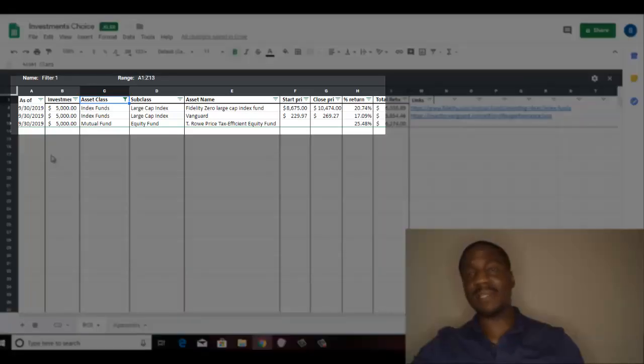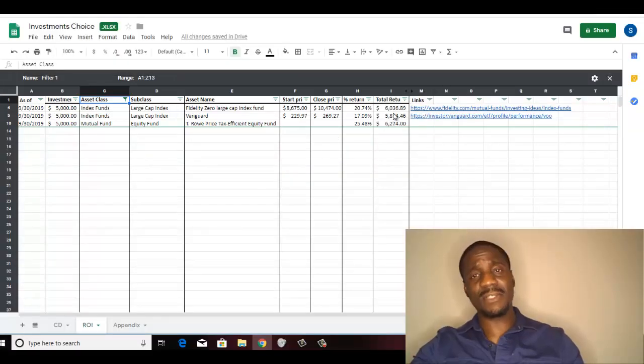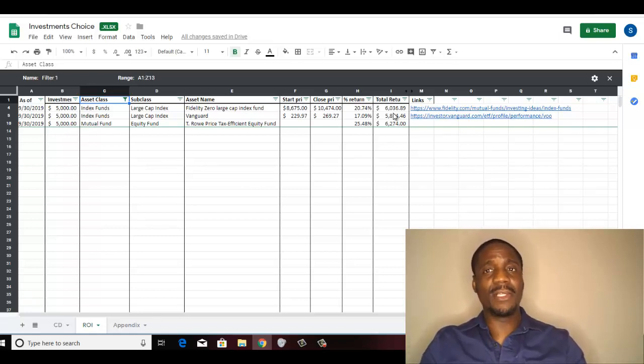So if you invested $5,000 of your money at the beginning of this year in a large cap index fund with Fidelity, you would have made $6,000. So once again, better than cash. That's not a bad investment to put your money in.